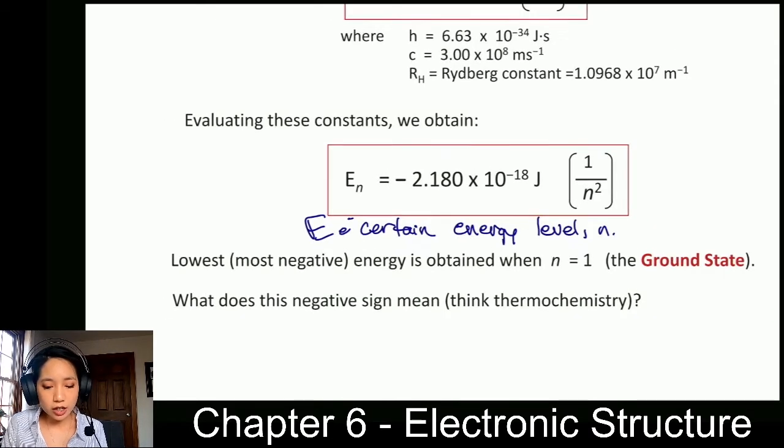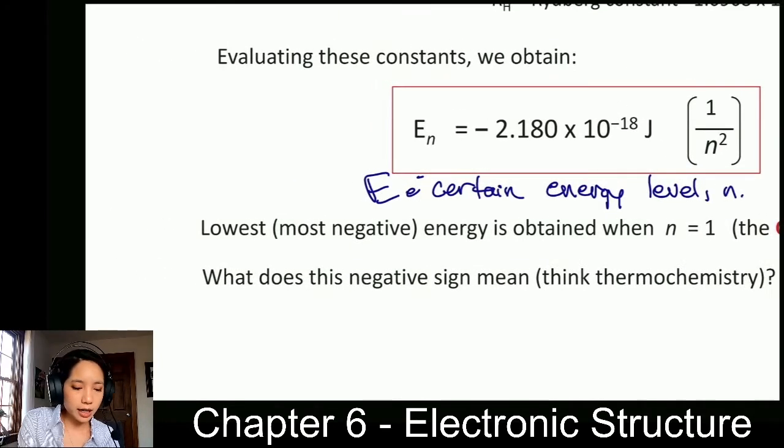And so what you see here if you put in the different n values: if you put in n equals 1 into this equation, the most negative energy you get is when n equals 1. So this is the ground state. So as you increase your n value, if you calculate energy for n equals 2, you see that the energy becomes less negative, or it has more energy to it.